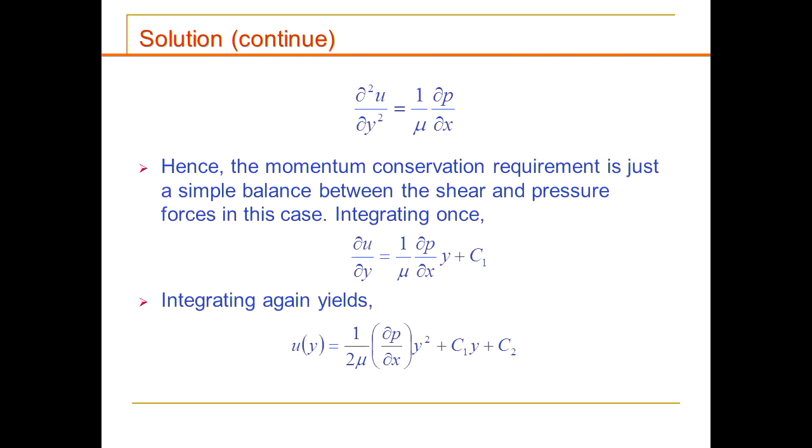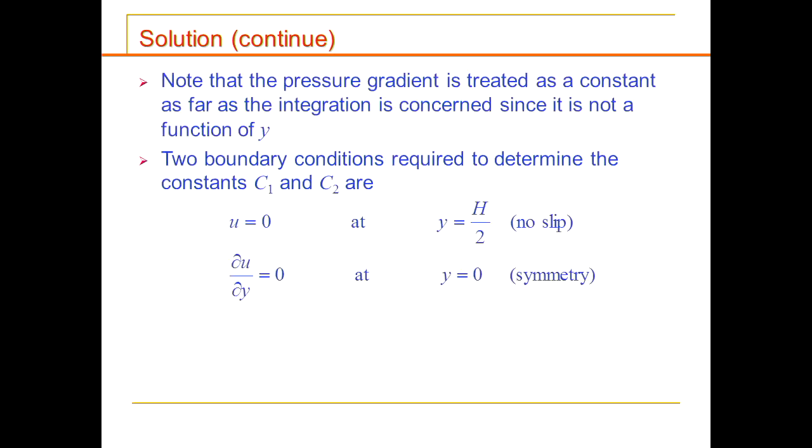Okay, so if we go back to the slides, we know that the second derivative equals 1 over mu times the pressure gradient. Integrated once, we have a constant C1 appearing. That's the integration law. We integrate again, then we have C2 kicking in. So I won't further elaborate on this. The next step is to define the boundary conditions to find what C1 and C2 actually are. So how can we do that?